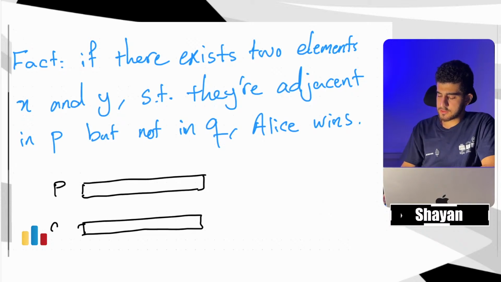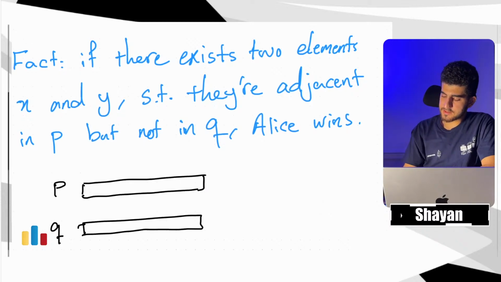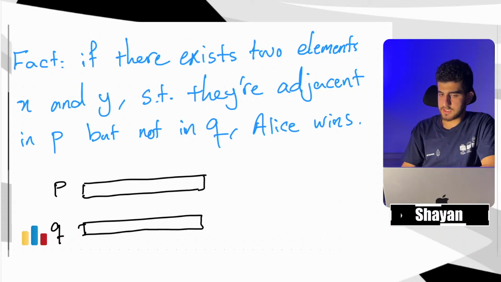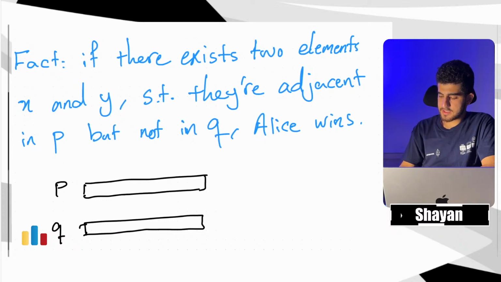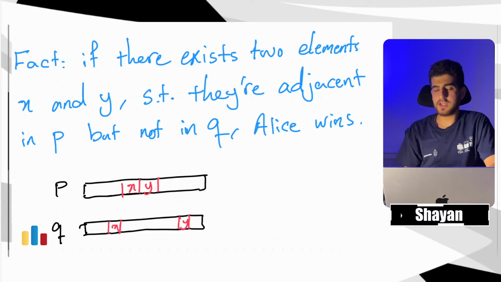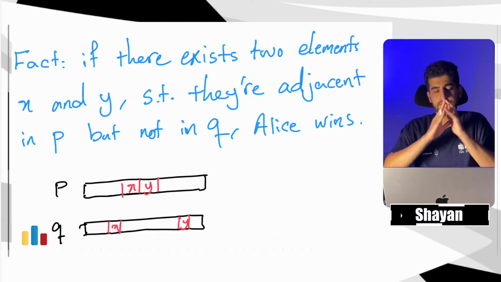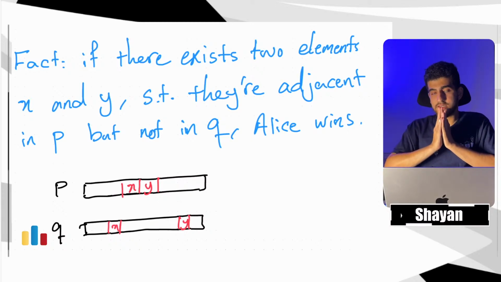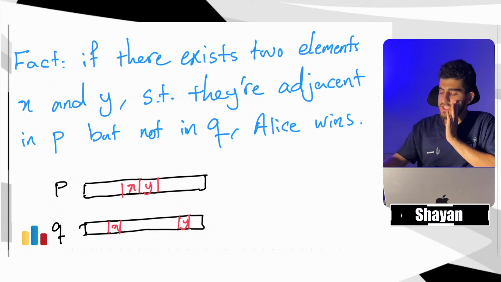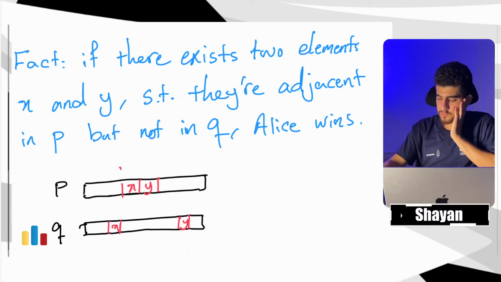I'm saying that assume that we have two elements x and y, such that x and y in P are adjacent, but in Q x and y are not adjacent. In this situation, I'm saying that Alice will definitely win. Why? Her strategy can be like this. She can just keep removing all the elements except x and y.